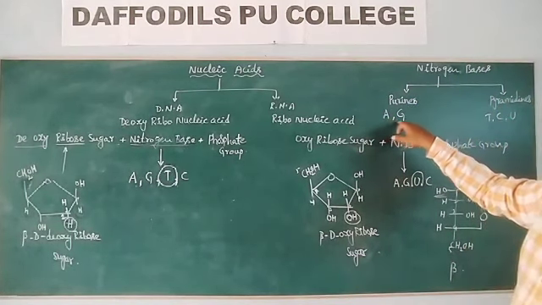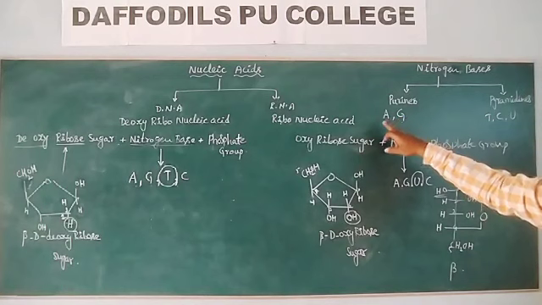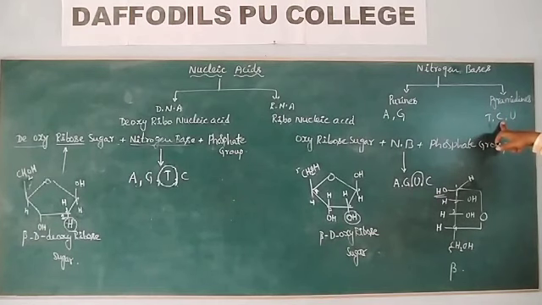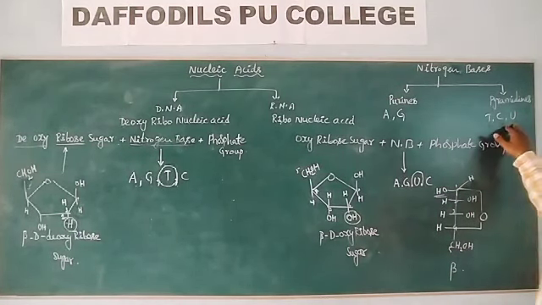Adenine and guanine are called the purines. Thymine, cytosine, and uracil are called the pyrimidines.